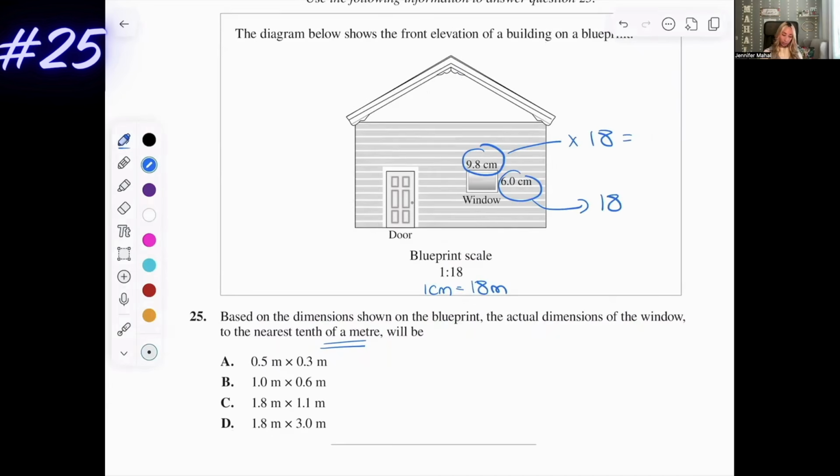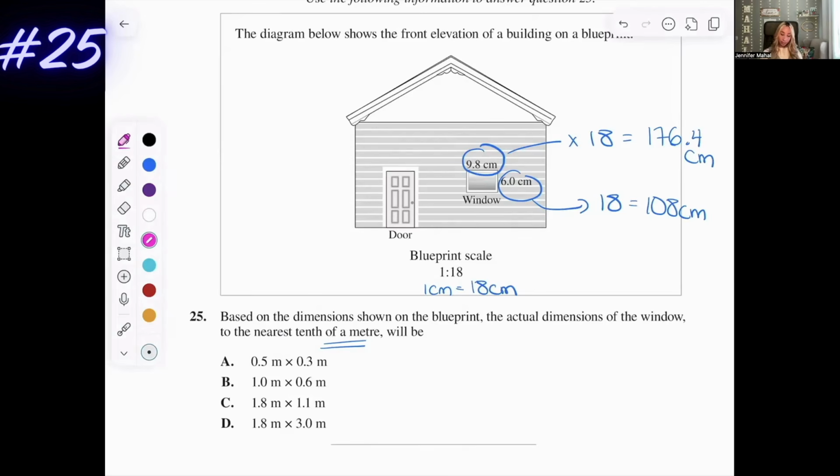So when I do that, I'm going to get 176.4. And when I do this, I'm going to get 108. Oh, sorry, I'm just realizing that it wouldn't be meters, it would be centimeters because it's a 1-to-1 ratio. So then we would have to convert the centimeters to meters.